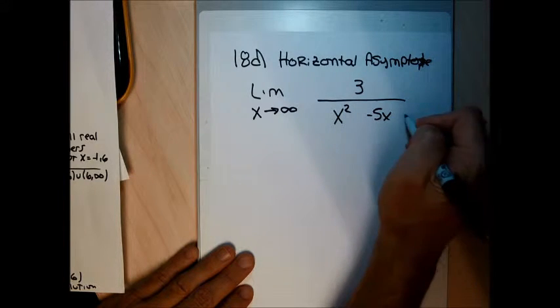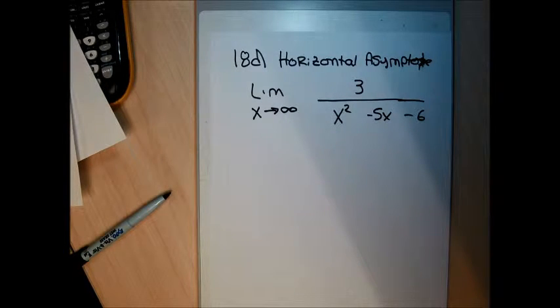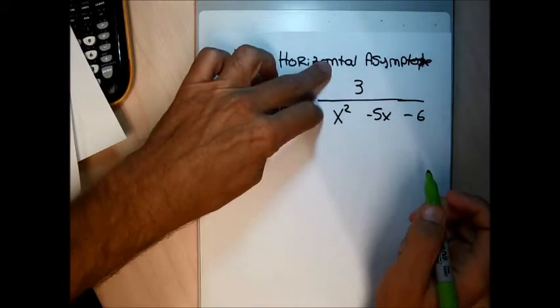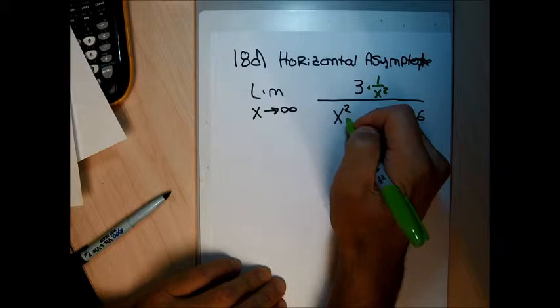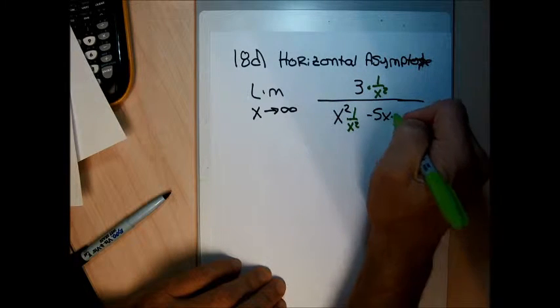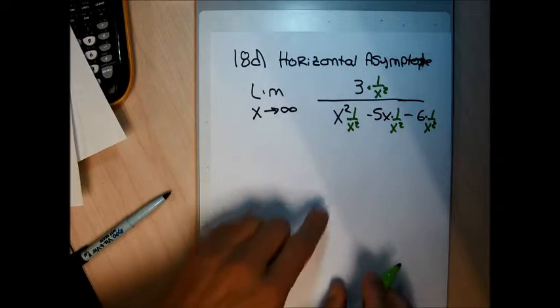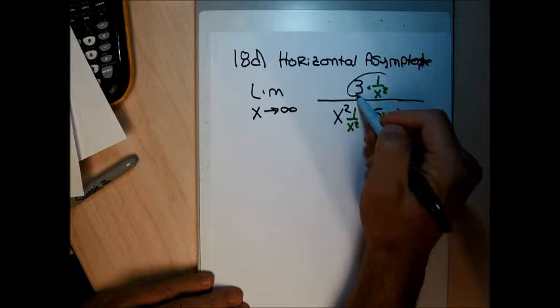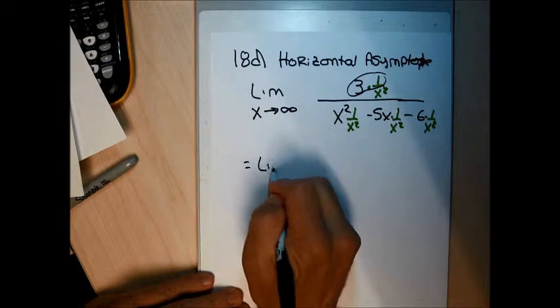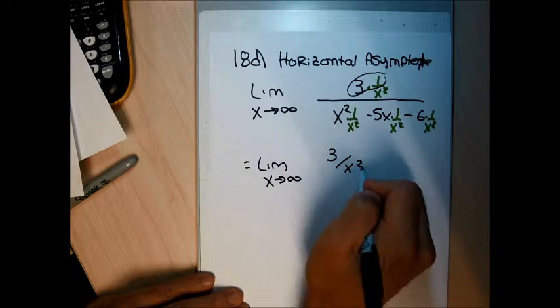minus 5x minus 6. When we're finding limits of fractions at infinity, we locate the highest power of x that occurs anywhere in the fraction. In this case, it's x squared. And we multiply every term in the problem by 1 over that power of x. So I'm multiplying by 1 over x squared because x squared is the highest power of x that occurs. In the numerator, nothing cancels. I can clean up the numerator by multiplying the 3 and the 1. That's going to give me 3 over x squared in the numerator.